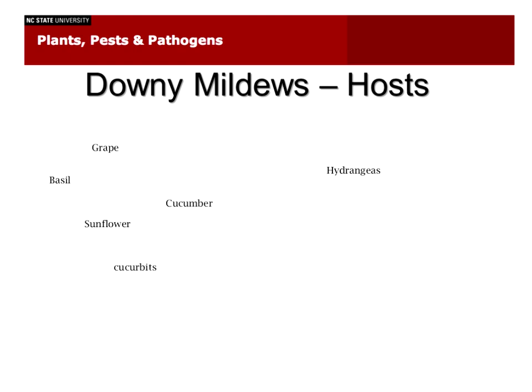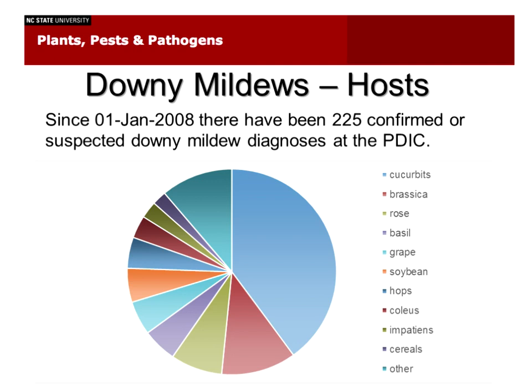I went back in the clinic database, going from January 1st, 2008, up to the present, and it turns out that there were a total of 225 confirmed or suspected downy mildew diagnoses at the PDIC during that period of time. Now this set of data is not cleaned up, so the majority should be things that occurred in North Carolina and were confirmed, but there could be a few other odd things in there that you might want to ignore, but this should give the story pretty well.